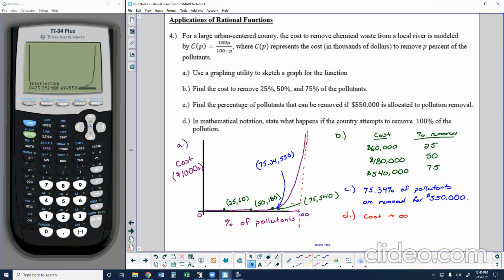Okay, so here we can see an example of how rational functions may be used and how we can use our calculator to solve and to apply those rational functions.